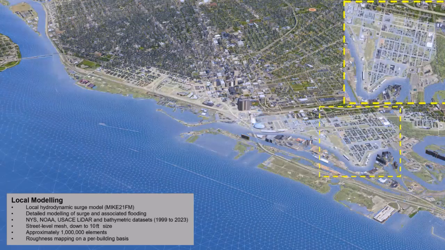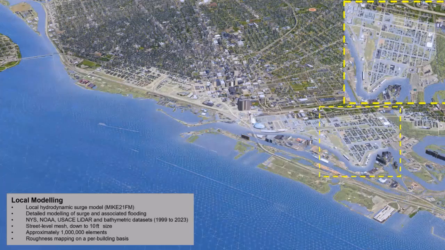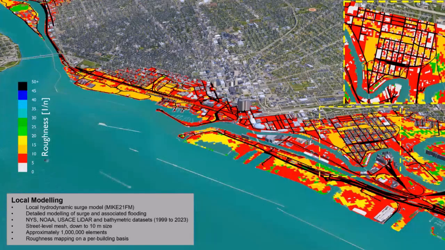And this slide here shows the detailed mesh that was created for the local Mike 21 FM model, getting down to street level resolution and snapping around individual buildings and structures in the order of a million elements, getting down to 10 feet in size at the highest resolution areas.